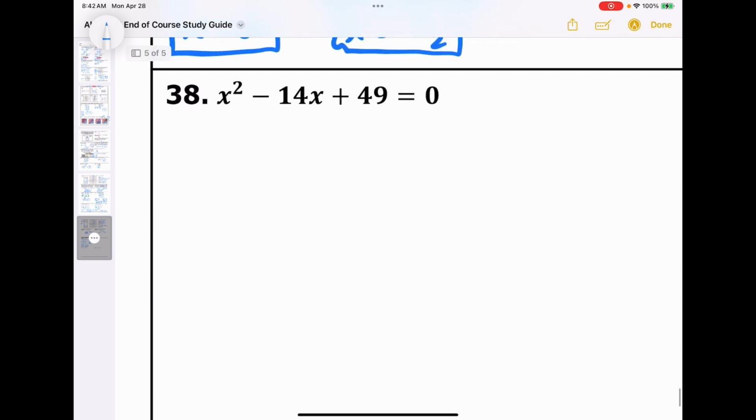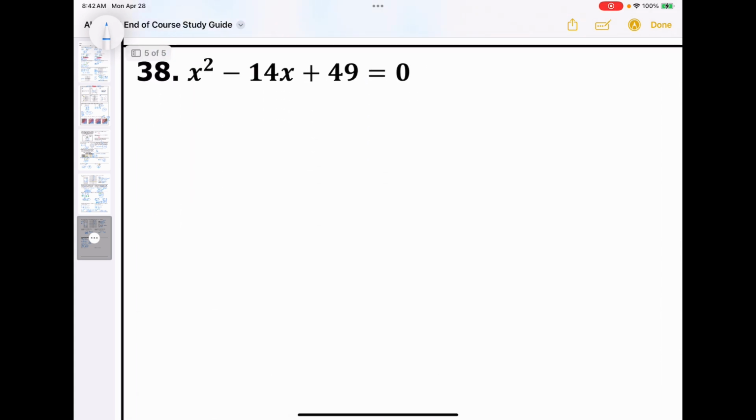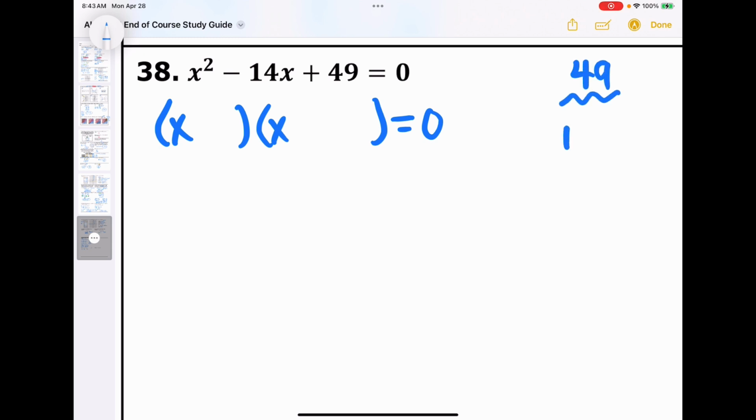All right, 38, I'm also going to do the factoring method, but this time there's no number in front of x squared. So I start with making my 2 parentheses. And now I need to list everything that multiplies together to give me 49. So 1 and 49. And 7 times 7. Okay, so from that short list, I need to figure out which ones add together to give me a negative 14. So that would be negative 7 times negative 7.